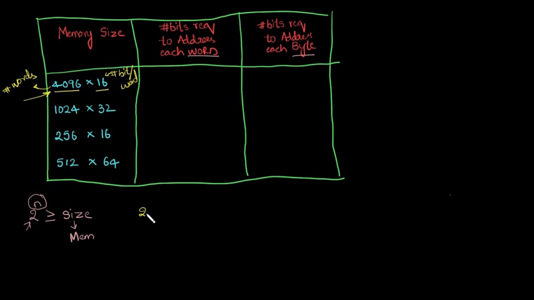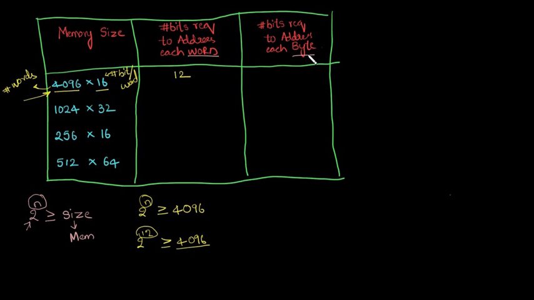So 2 power n must be greater than or equal to 4096. So we have to find the n value. There are two ways to find the n value. One is taking the logarithm, but I don't prefer that method. I just remember the values of powers of 2. So 2 power 12 is greater than or equal to 4096, because 2 power 12 is directly 4096. So these many bits are required to address these many locations. So the answer is 12.